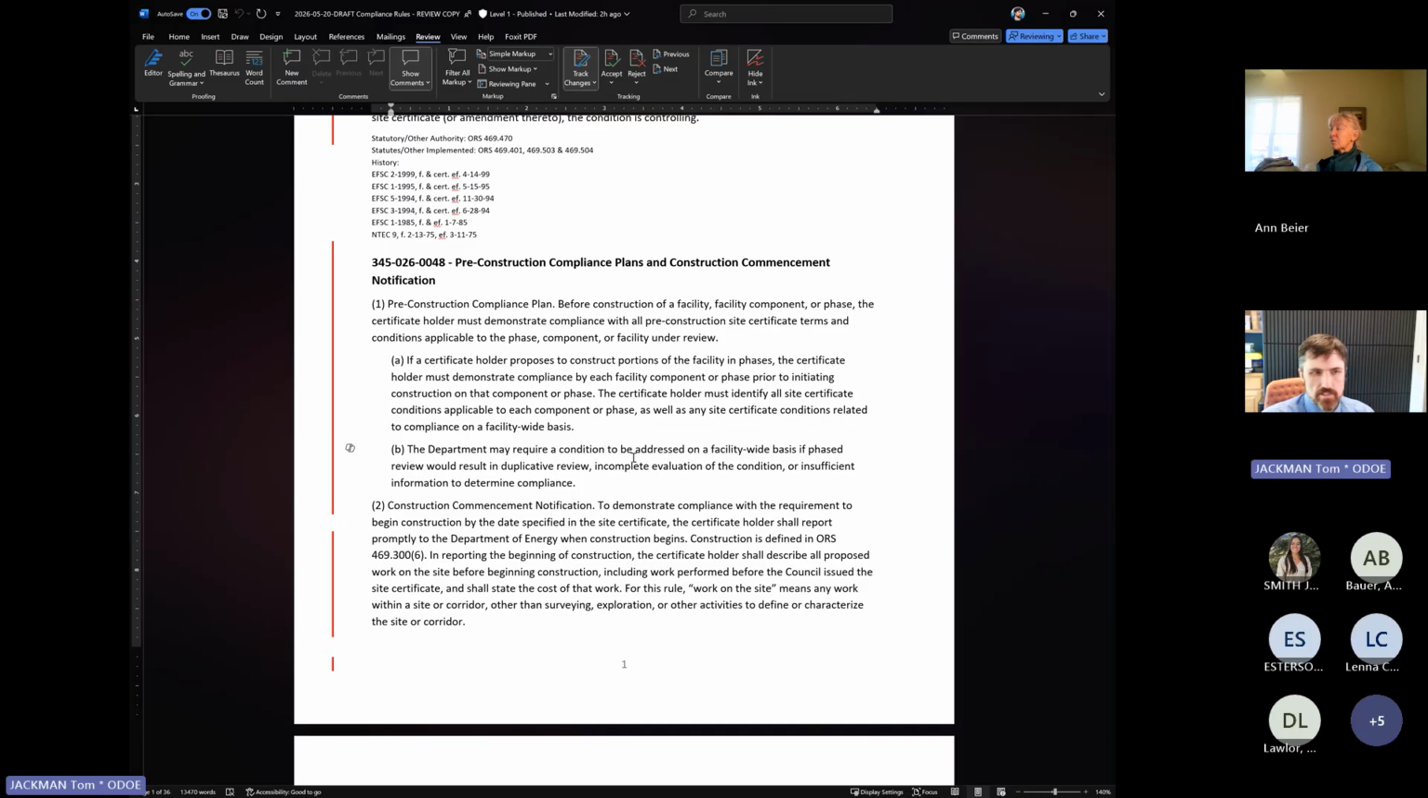I'm asking the group, but also Sarah, and something like the department may require a condition as specified in the condition itself, to be addressed on a facility. So, but it's sort of, or insufficient.